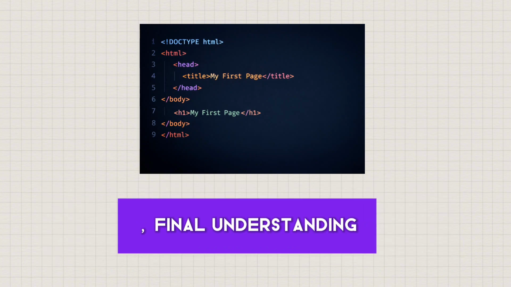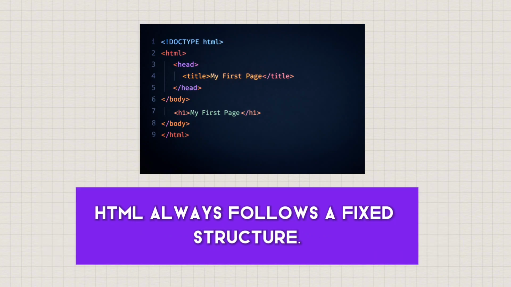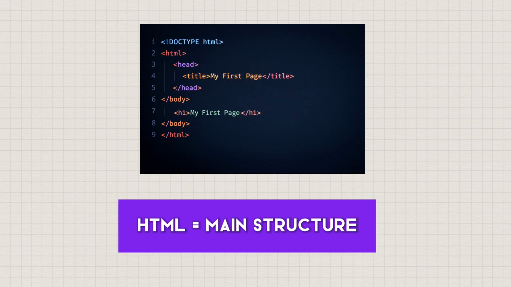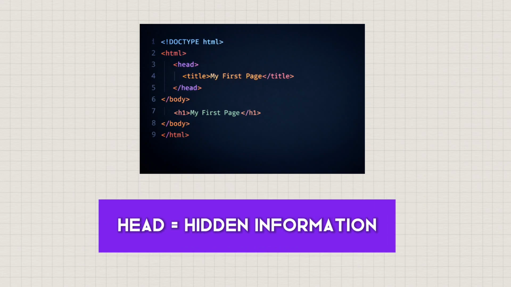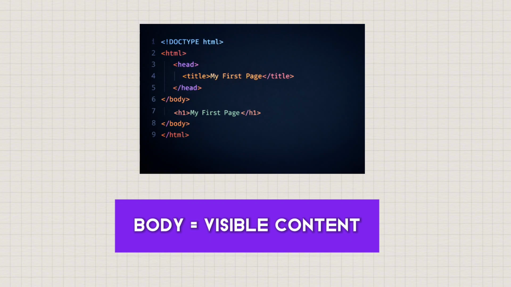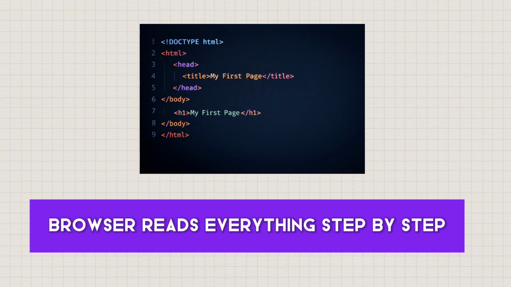Final understanding. HTML always follows a fixed structure. HTML equals main structure. Head equals hidden information. Body equals visible content. Browser reads everything step by step.